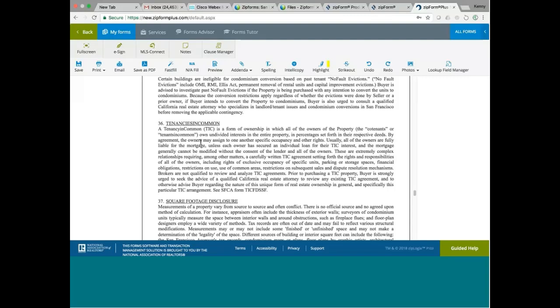By agreement, the owners may be assigned to one another specific occupancy and other rights. Now, if you have a buyer who's buying a TIC in the Bay Area, there's actually a TIC advisory form that you have to provide to the buyer, because there are certain disadvantages of buying a TIC. So the buyer needs to be made aware of it. Okay? So we'll talk about the TIC advisory form in the future. But today, we'll just talk about the general information.